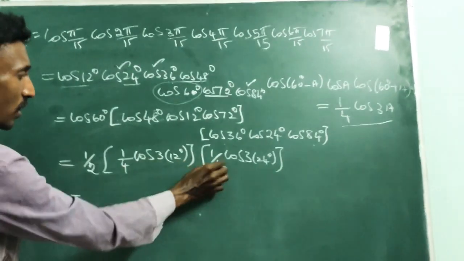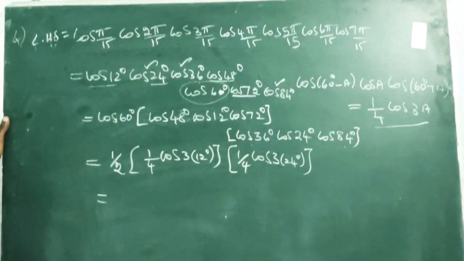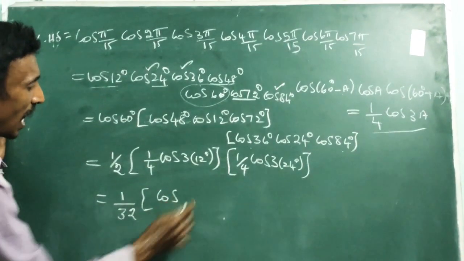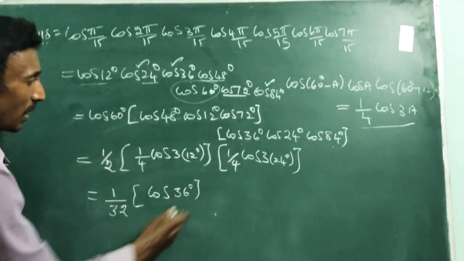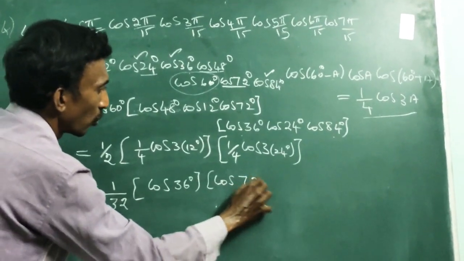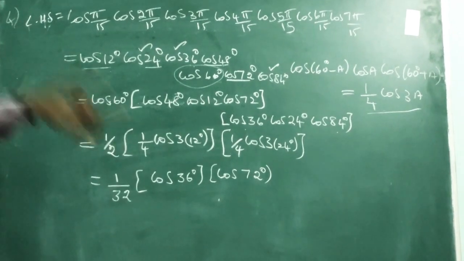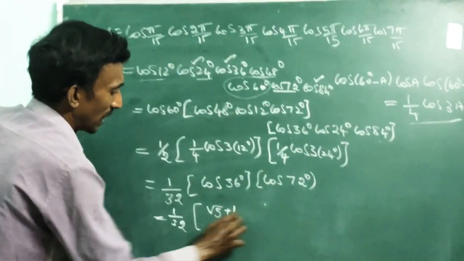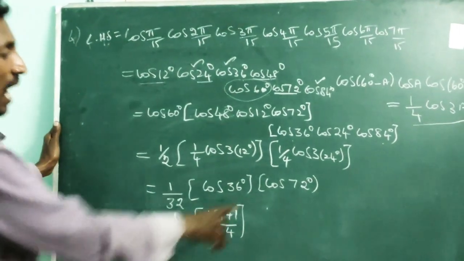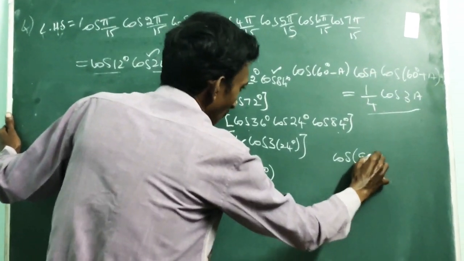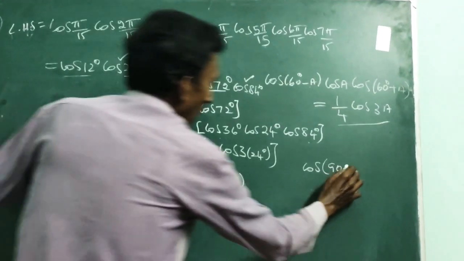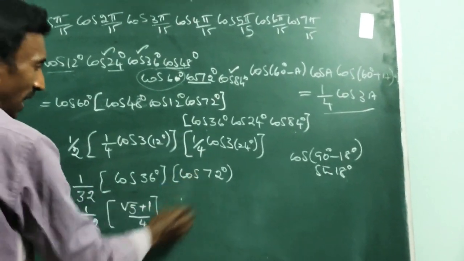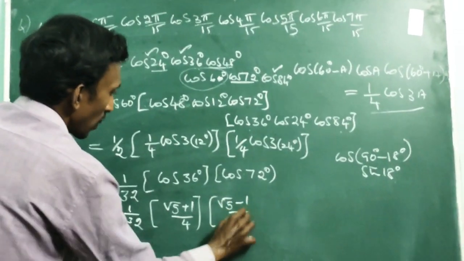My dear student, look at here. So 4 into 4, 16. 16 into 2, 32. So 1 by 32 into cos 36 degree into cos 72 degree. 3 into 24, 72 degree. Already we know that cos 36 degree is root 5 plus 1 by 4. Cos 72 can be written as cos(90 minus 18). It becomes sin 18 degree. So sin 18 degree is nothing but root 5 minus 1 by 4.